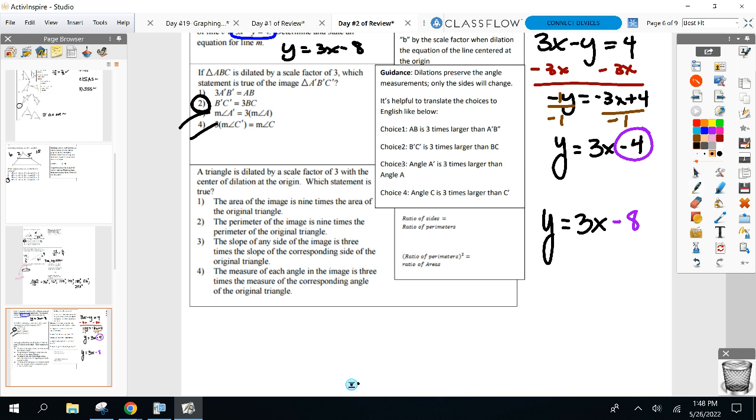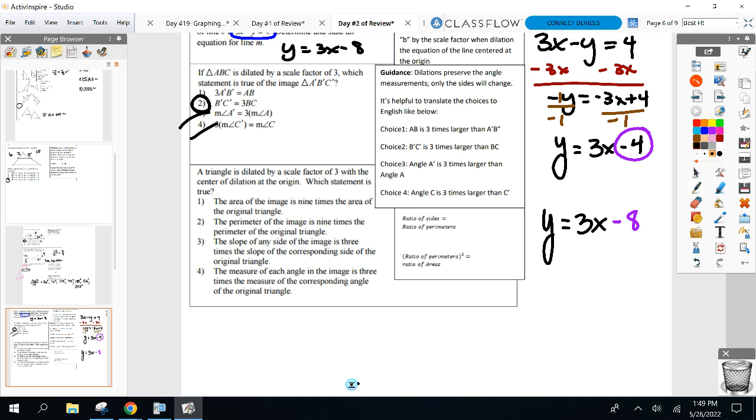I'm going to dilate a triangle by 3 again. Which statement's true? Anybody want to eliminate any that are definitely false? Because this is what I want you guys to do. You may start panicking. You might not know the answer right away, but at least you can start eliminating ones that you know are definitely incorrect. So I just dilated a triangle by 3. Anybody want to just get rid of 1 or 2 right away?